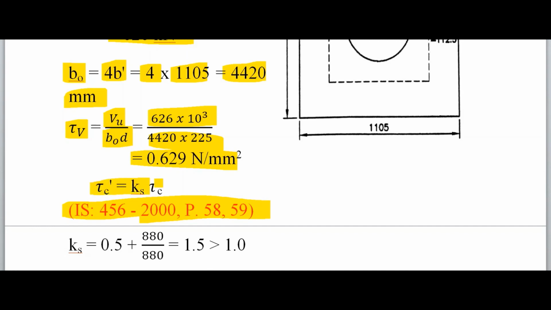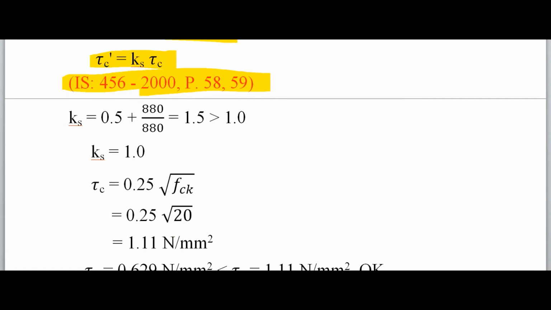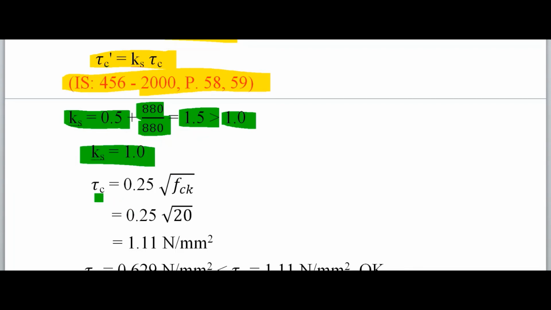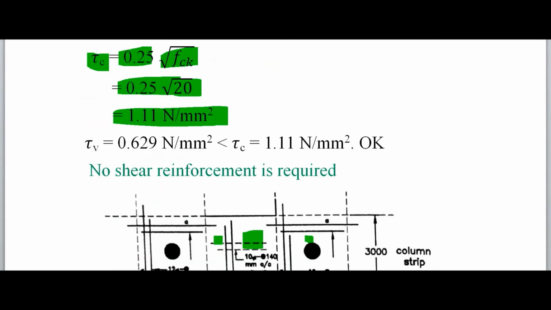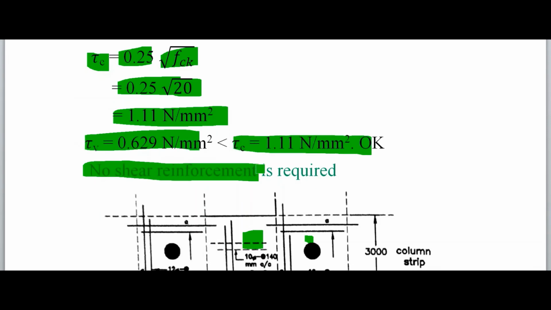So tau c dash is equal to Ks into tau c. So the Ks equation is 0.5 plus beta c, 1.5, which is more than 1, so Ks is equal to 1. So tau c is equal to 0.25 under root fck. So the value is 1.11 Newton per mm square. So tau v is less than tau c. It's okay, so no shear reinforcement is required.